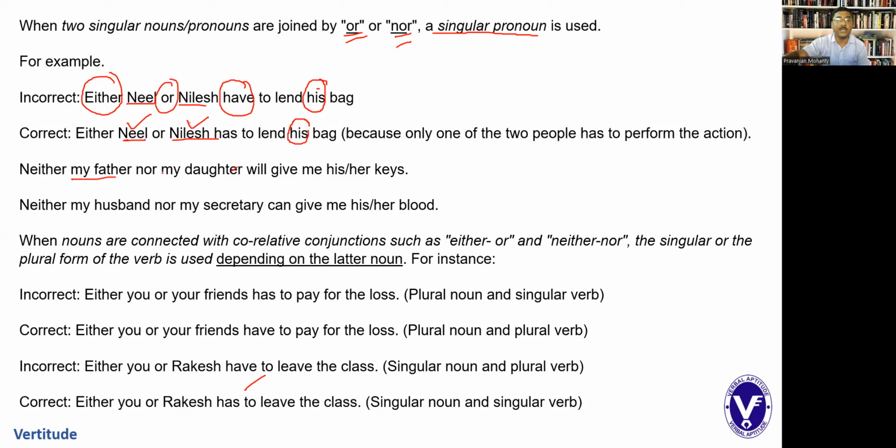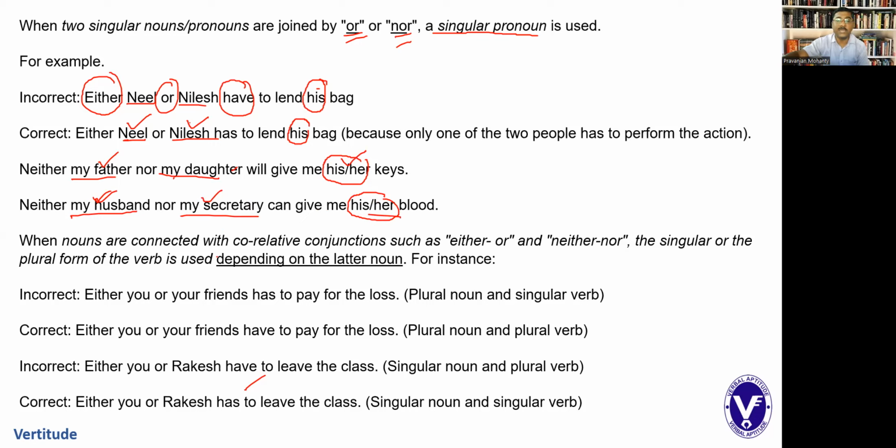Neither my father nor my daughter will give his or her keys. Neither of the two will give, so that's why we are using singular. Neither my husband nor my secretary can give his or her blood. Because we are using neither, nor, meaning not either of the two, that's why we are using singular.